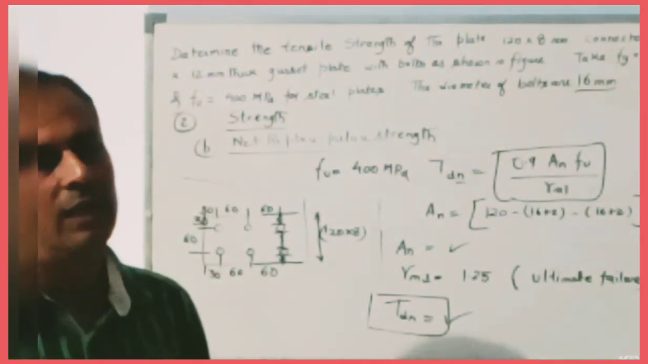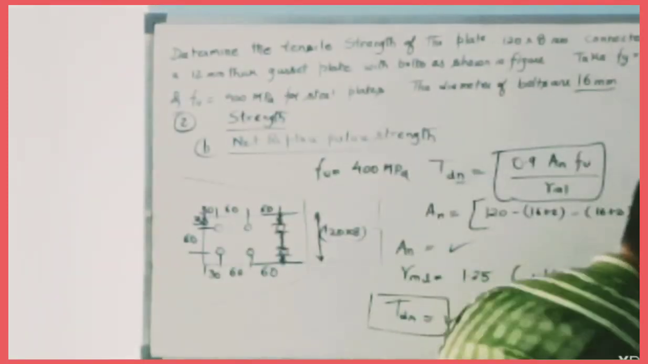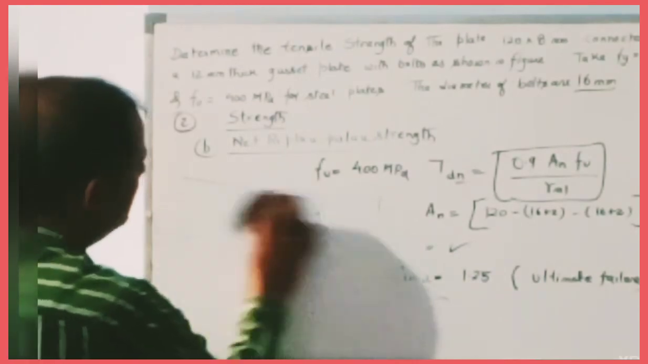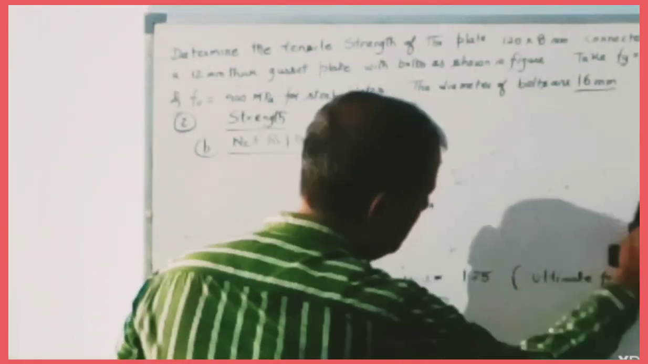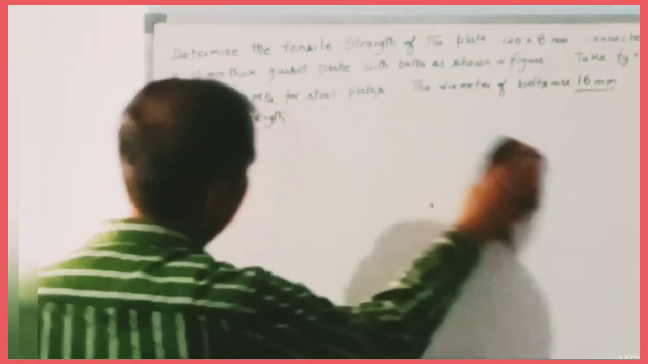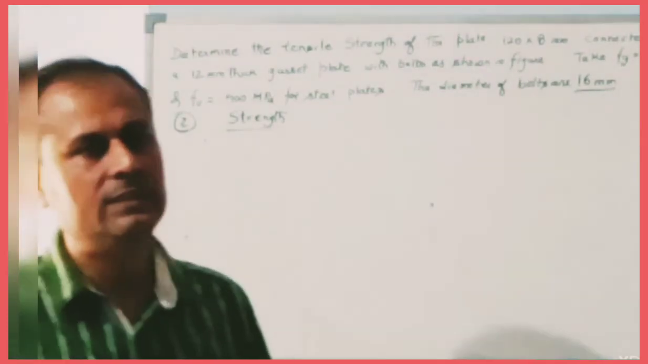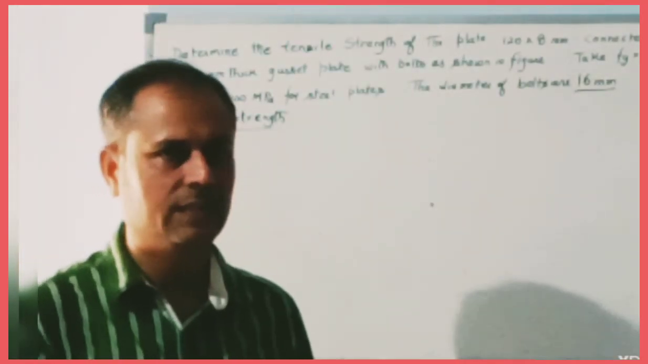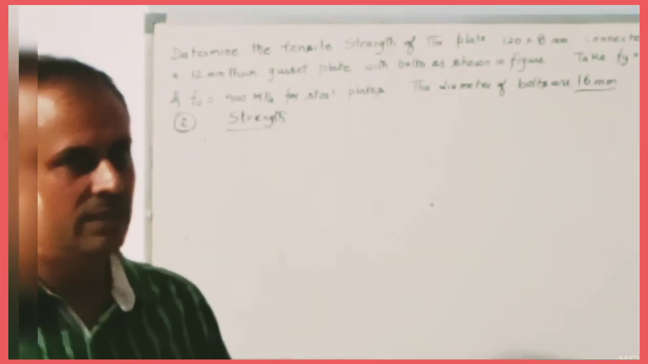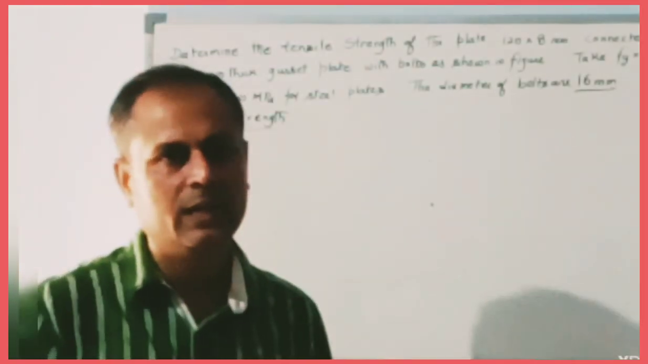The third strength is the block shear strength. Due to shortage of time, I am not going to explain the third. The final strength of the tension member will be the least of the three strengths: the first is gross strength, the second is net rupture strength, and the third is block shear strength. The least of the three calculated values would be the strength of the tension member.